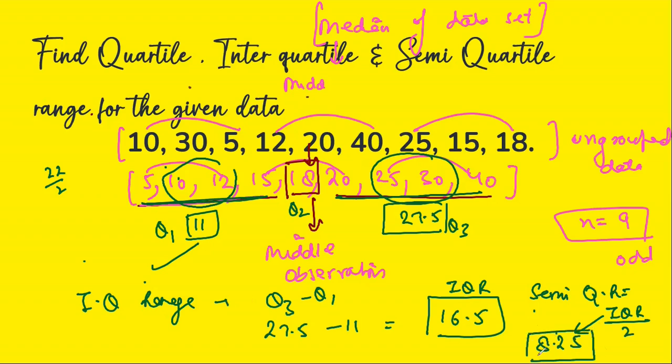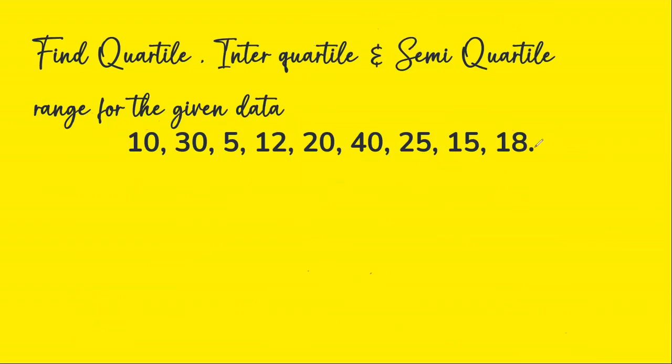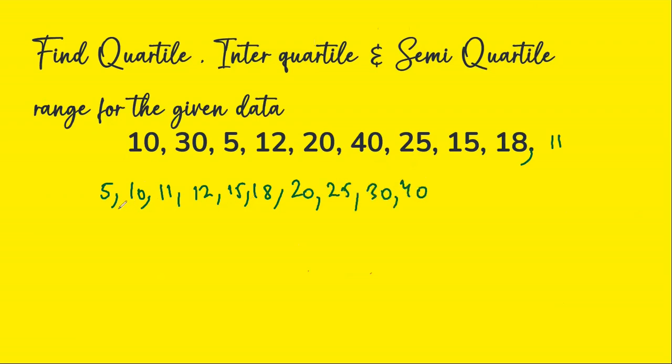That's very easy. Now, we have already discussed the quartiles, how to find the interquartile range, and the semi-quartile range. Now, let's understand the data set with an even number of observations. Let's take one more data value here, let's say 11. Because we have to arrange the data first in ascending order, it will be this: 18, 20, 25, 30, and 40. So now n is 10 here. Now how do we find the quartiles?